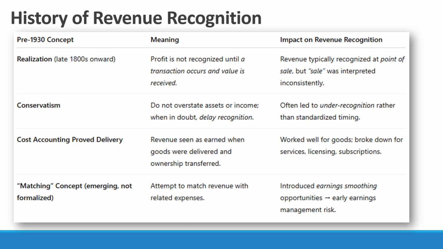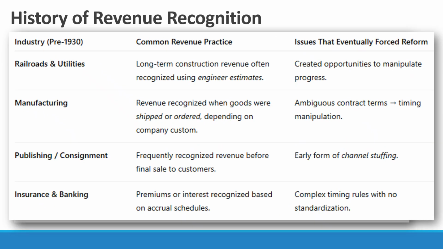Before the 1930s, the concepts of realization, conservatism, and the cost accounting proof of delivery concept were used. And the matching concept attempted to match revenue with related expenses. That was not a formalized rule and it ended up leading to earnings smoothing. Industry customs also developed that created accounting problems that eventually forced reform.